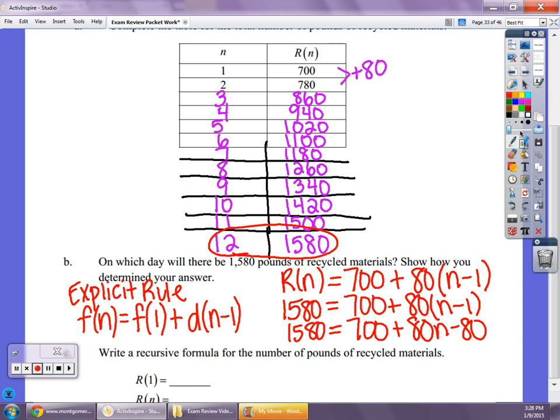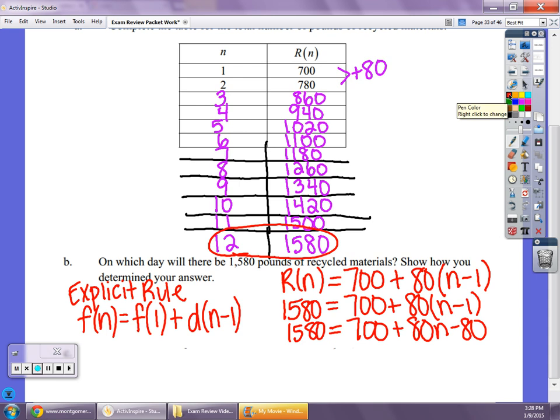I'm going to give myself a little more room here. Bear with me. Okay. And I'm going to simplify. So I have 1580 is equal to, well, I have like terms here, minus 80 and 700. So that's going to be 620 plus 80n.